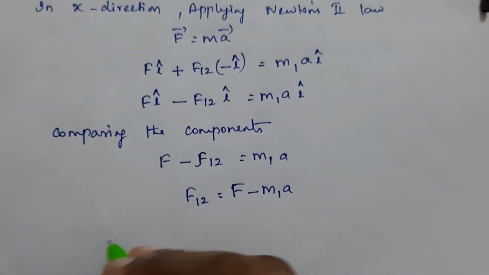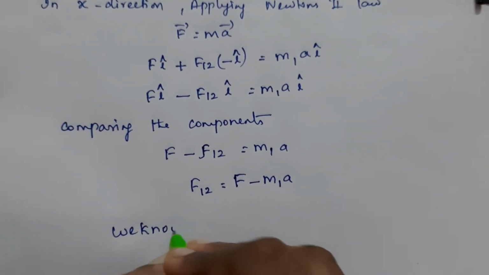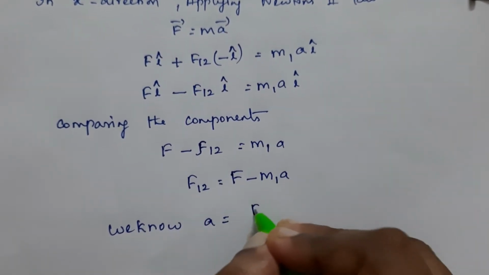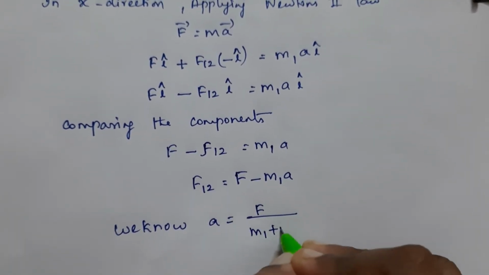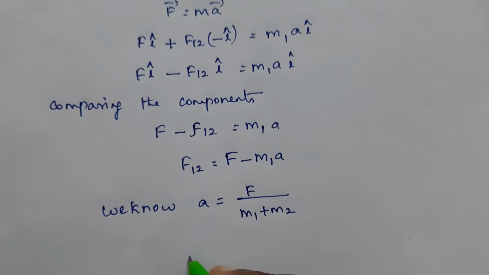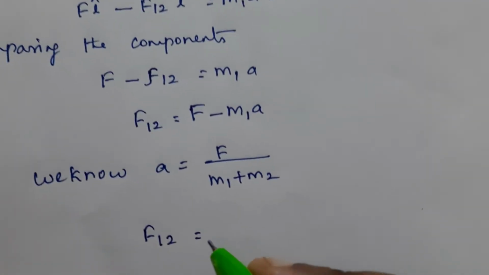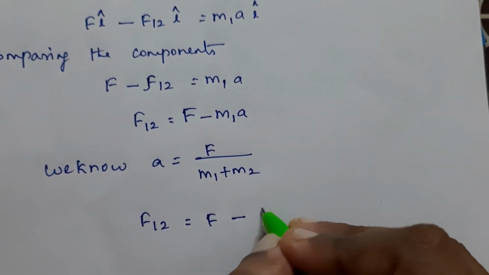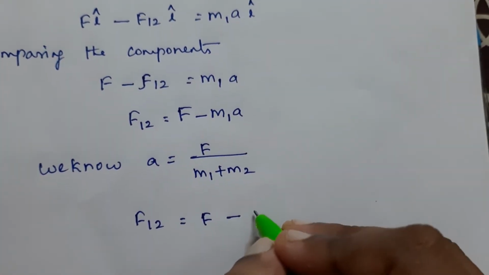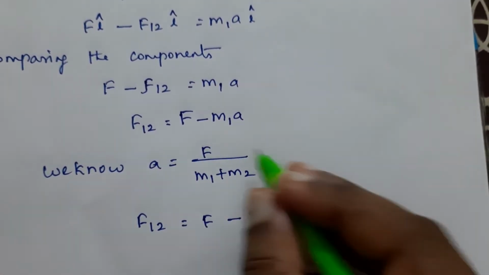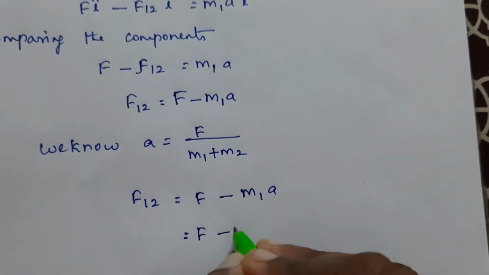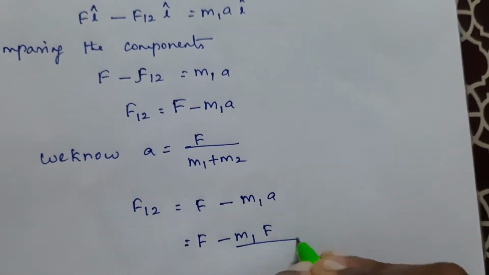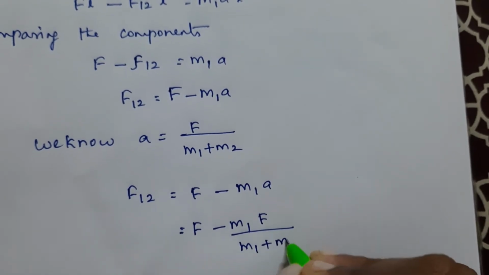Now what is our a? We know a is equal to f by m1 plus m2. Substituting here, f12 is equal to f minus m1a. For a, I am going to substitute f by m1 plus m2, so it is f minus m1 into f by m1 plus m2.